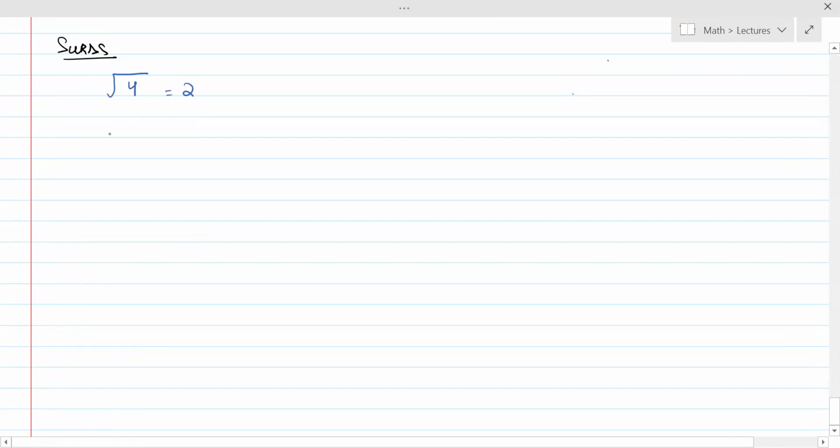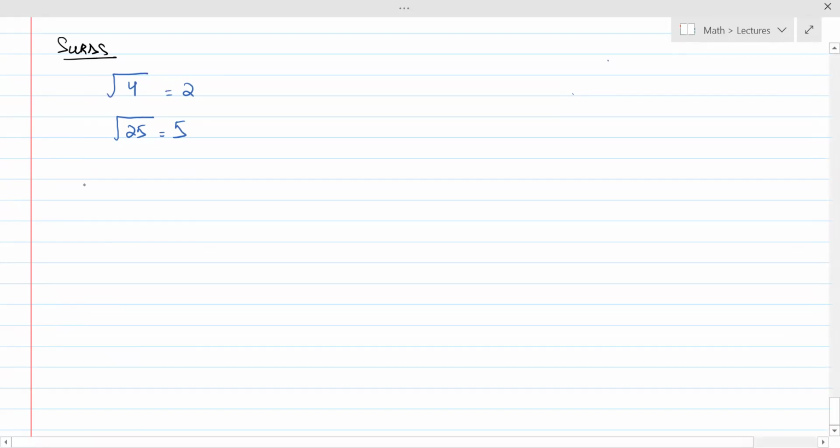Same is the case with 25. Under root 25 can also be written as a rational number because we know that the square root of 25 is 5 only. So there are certain numbers whose root gives us a rational number, but at the same time, we have numbers in root form which don't give us a rational number.